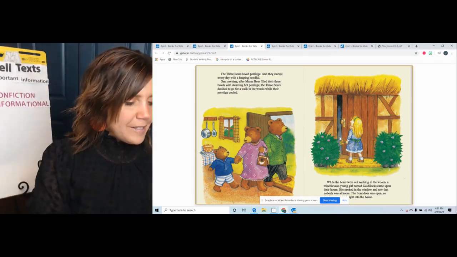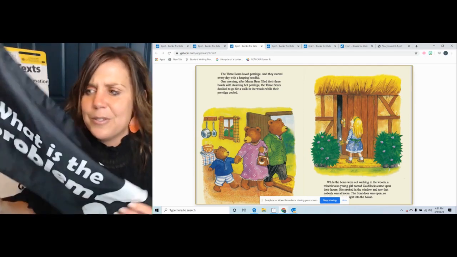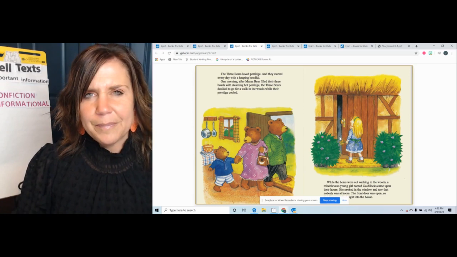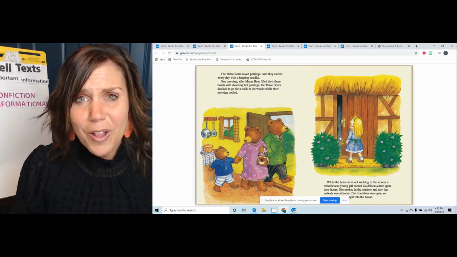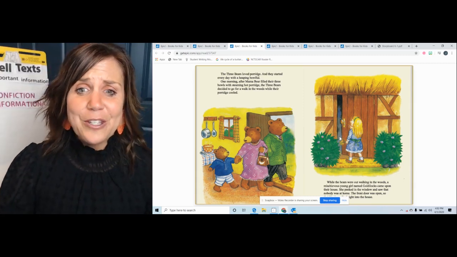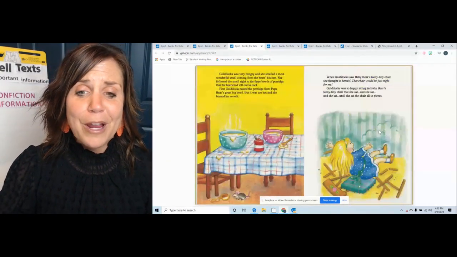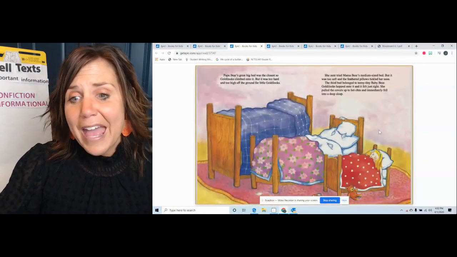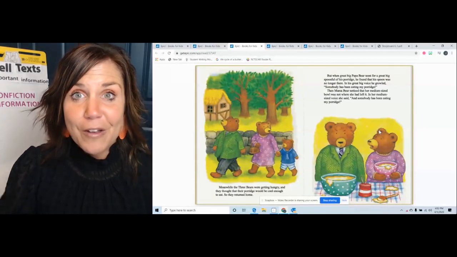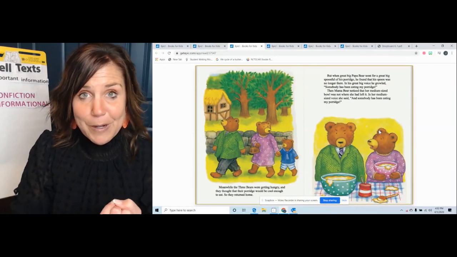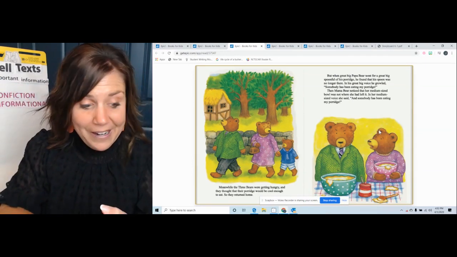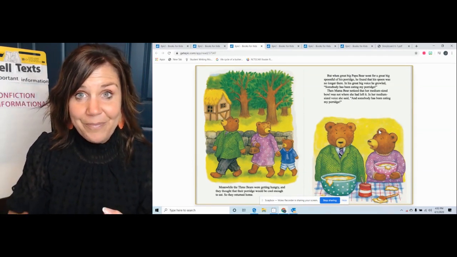Now, what is the problem in this story? What's the problem? Think about it. Yeah, Goldilocks goes in their house and eats their porridge and sits and breaks Baby Bear's chair and sleeps in Baby Bear's bed and falls asleep, doesn't she? Those are some problems. Ate all Baby Bear's porridge, broke Baby Bear's chair, sleeping in Baby Bear's bed. That is a big problem, isn't it?